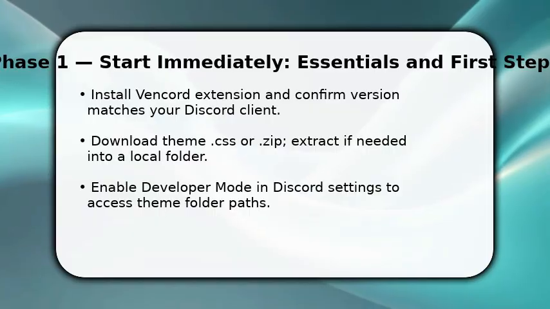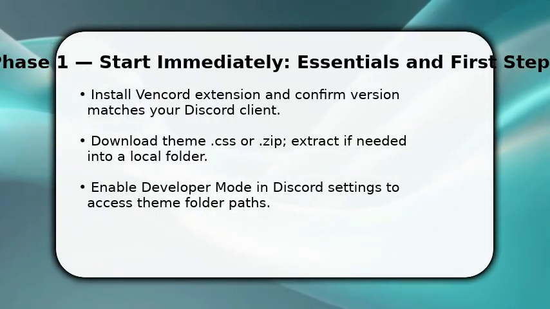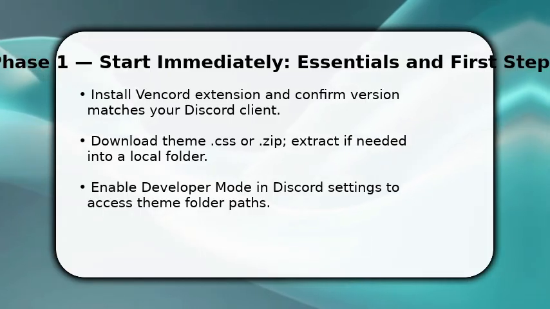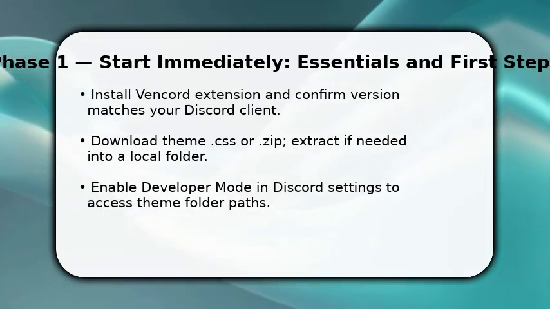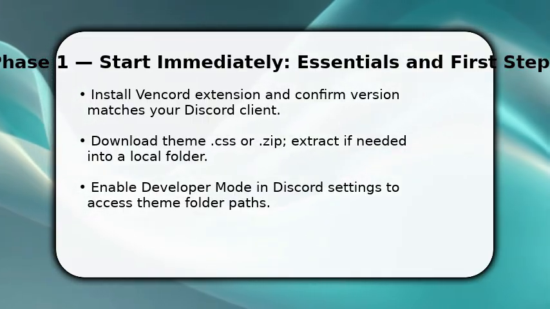You already have Vencord installed. Now get the theme files and place them where Vencord expects them. First, open Discord and confirm Vencord shows in extensions. Once done, download the CSS or zip theme, extract into a clear folder.